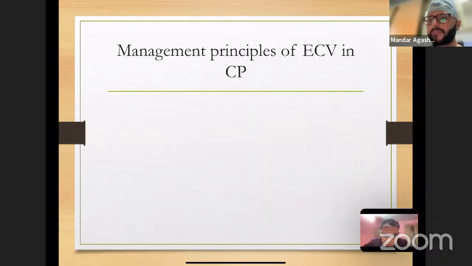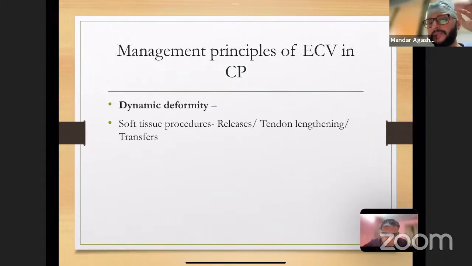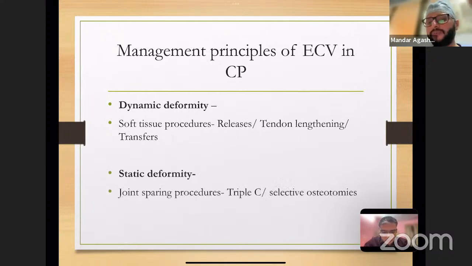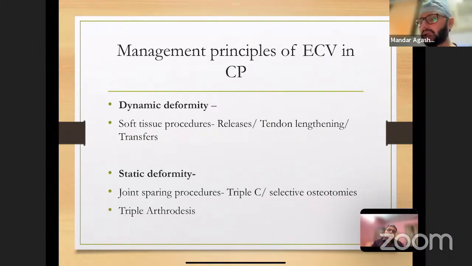If you look at the management principles, dynamic deformities can be treated with soft tissue procedures, as the name suggests. These can be releases, tendon lengthenings or tendon transfers. Static deformities can be treated with joint sparing procedures, which are a combination of CCC or selective osteotomy. This is a reverse CCC, which I'll explain. And in the late stage, a triple arthrodesis, which is used only in salvage cases in very, very old kids.